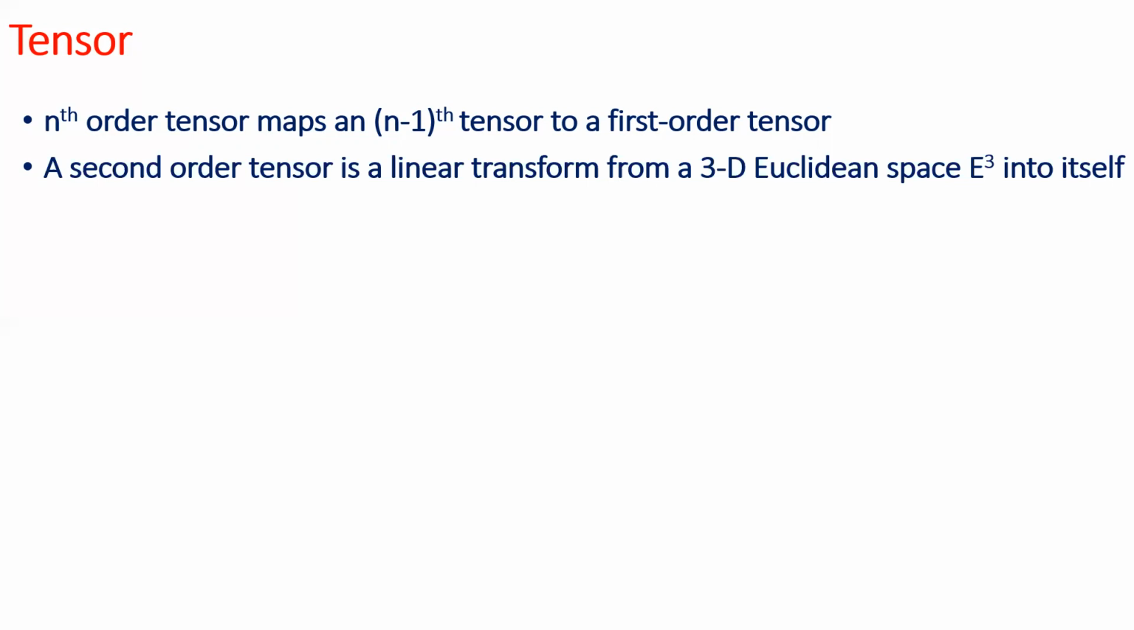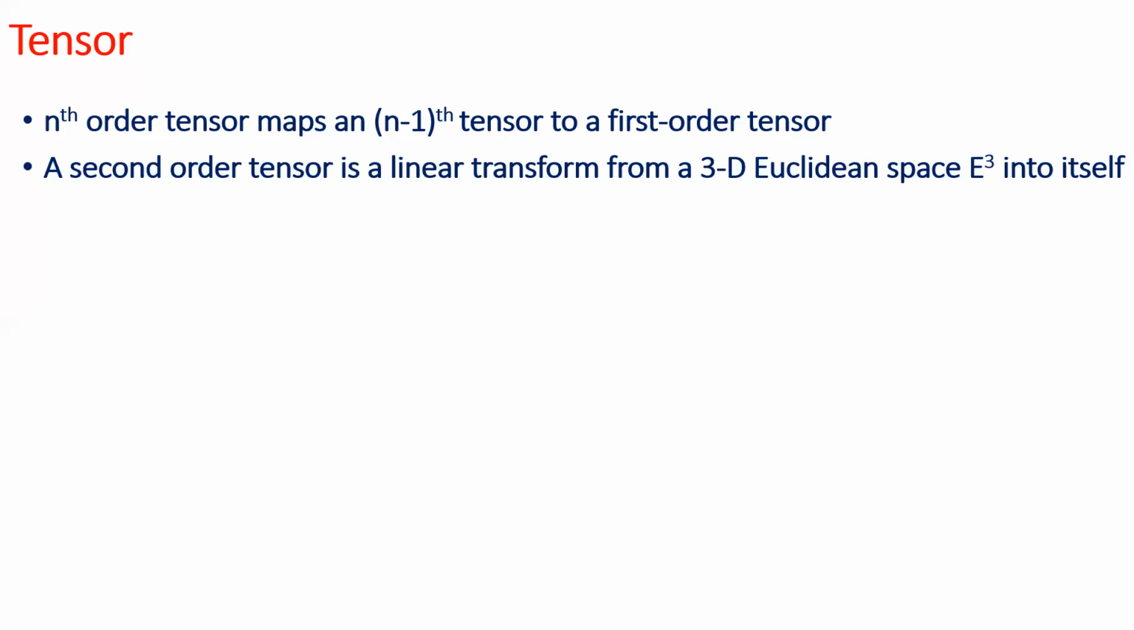A second order tensor is basically a function mapping from a Euclidean space to the same Euclidean space. And specifically, that function is also a linear transform. Now, what is a Euclidean space? Any vector that we consider, whether it is displacement, electric field, magnetic field, velocity, or acceleration, is a vector in the three-dimensional space. That three-dimensional space is referred to as the Euclidean space.